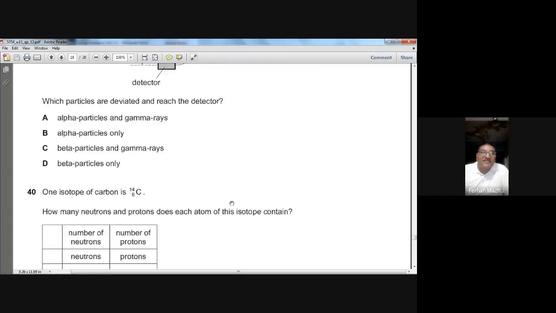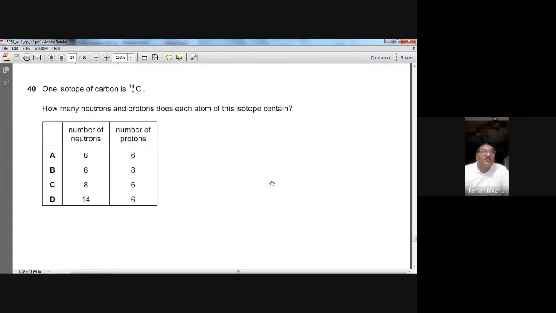I hope you have understood it. Okay, on your screen we have question number 40. One isotope of carbon is carbon 6, 14. How many neutrons and protons does each atom of this isotope contain? So number of neutrons, 14 minus 6, it will be 8, and number of protons is 6. So I think C is the option. Question number 40, C is the option. It was a very simple question.